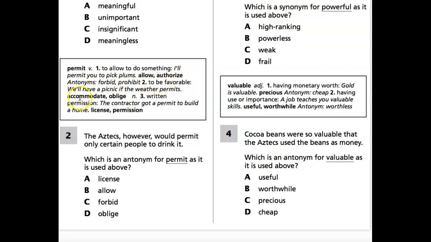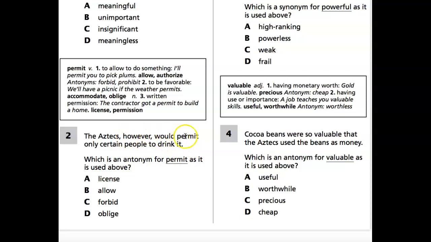To be favorable, we'll have a picnic if the weather permits. And accommodate or oblige are synonyms. And as a noun, a permit is a written permission. The contractor got a permit to build a home, or a license or permission. So the Aztecs, however, would permit only certain people to drink it, which is an antonym for permit as it is used above. Okay, so an antonym of permit.